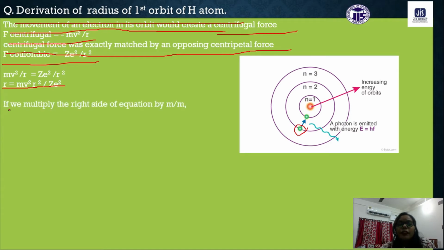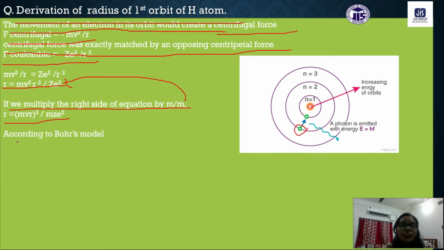So if we multiply the right side of the equation by m by m, what will happen? You can see r equals, we can write down, mvr whole square divided by mz square.